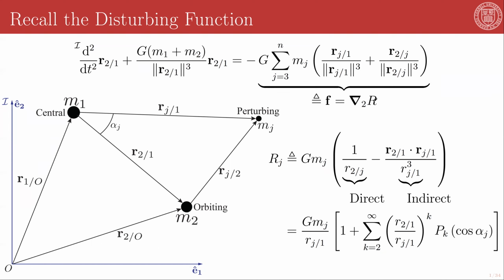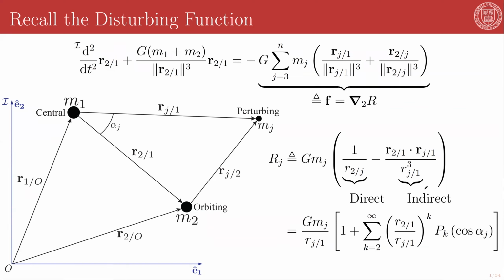We can write the disturbing function due to body j as G m_j, or the gravitational parameter of j, sometimes written as mu sub j, times the quantity 1 over r_2 rel j, which is the norm of the vector r_2 rel j, minus r_2 rel 1 dotted into r_j rel 1 over the norm of r_j rel 1 cubed. We call this first term the direct term, and this second term the indirect term.